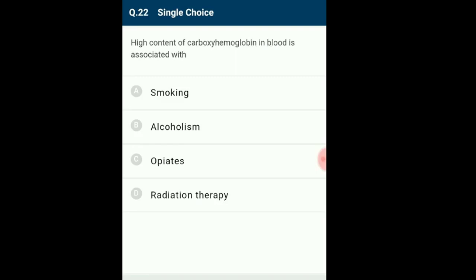Question number 22. High content of carboxyhemoglobin in blood is associated with. Cigarette smoke contains a high concentration of carbon monoxide, and smokers are exposed to an estimated 400 to 500 ppm CO while smoking and consequently have much higher COHb. A necessary consensus, given the variability of COHb levels due to environmental CO, suggests an absolute upper limit of normal COHb of 3% for non-smokers and 10% for heavy smokers. So the answer is option A, smoking.